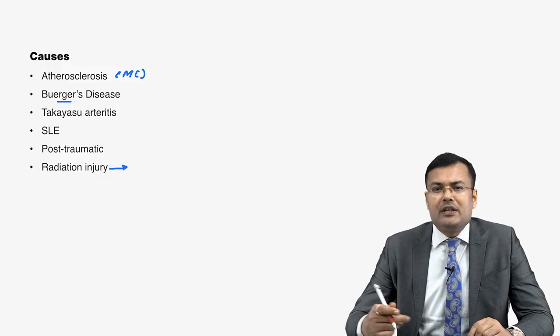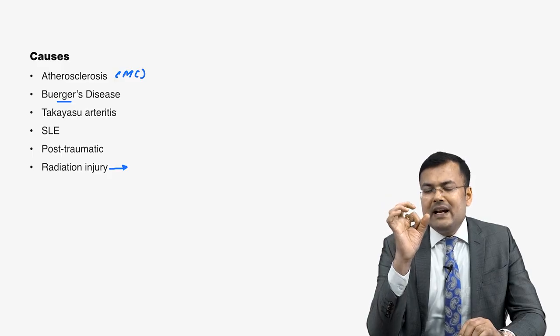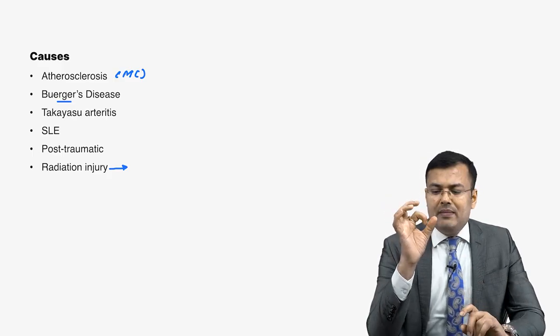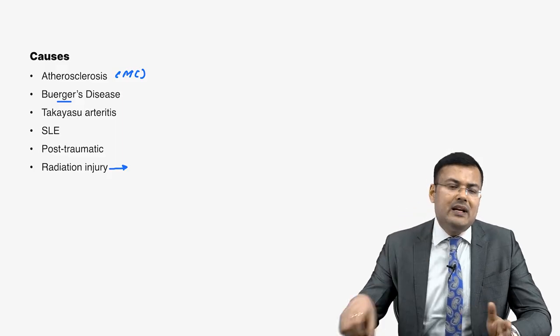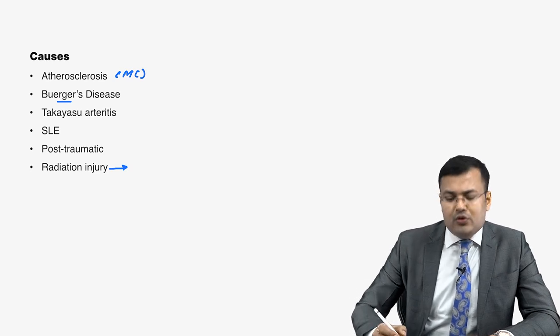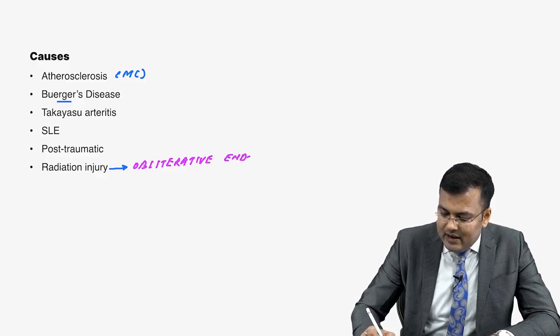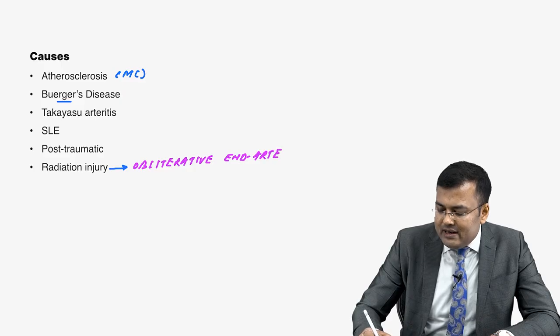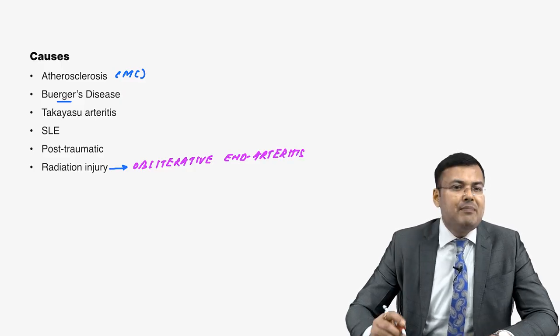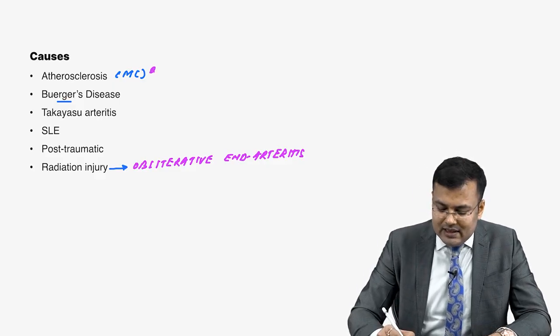If you're talking about young male smokers aged less than 40, then one of the common causes is Buerger's. Apart from atherosclerosis and Buerger's, it is also seen in Takayasu arteritis, and in patients who are having SLE, systemic lupus erythematosus. It is seen in post-traumatic cases also, and radiation injury can also lead to peripheral arterial occlusion. Whenever you give radiotherapy, there is obliterative end arteritis, and obviously this leads to occlusion. So these are the causes. Most common is atherosclerosis.